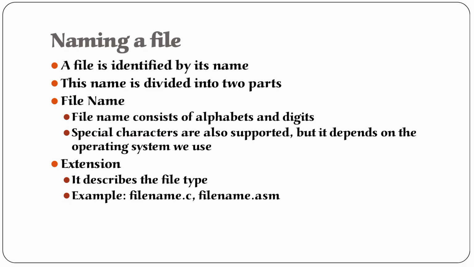Some of the operating systems do not support any special characters. At that time, we can use alphabets and digits. Next, extension. It describes the file type. For example, if we are going to save a C program, we need to give a file name as filename.c. Then only that file will be executed. Otherwise, it will not execute properly. filename.asm is used to store an assembly language code.